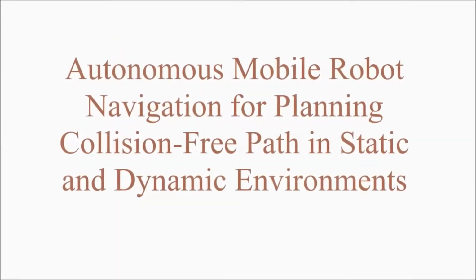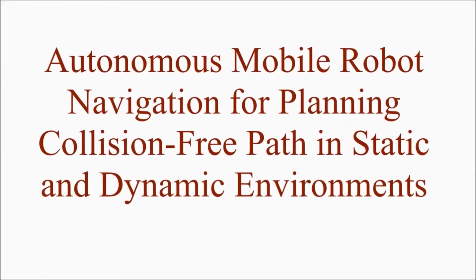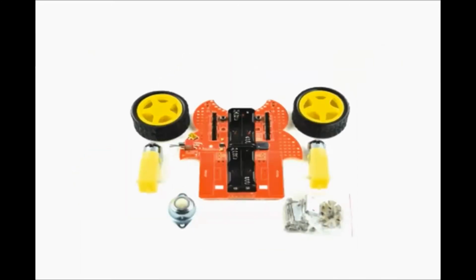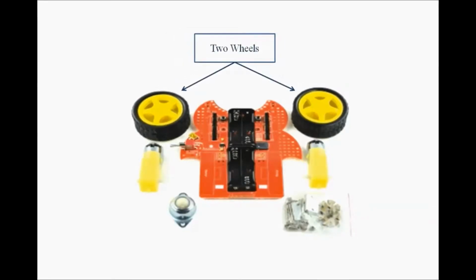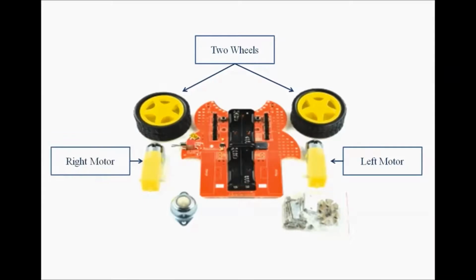Autonomous mobile robot navigation for planning collision-free path in static and dynamic environments. For the implementation we used the Fezerbot robot from GHI Electronics. Fezerbot is a wheeled robot that has the following specifications: 2 motors, left motor and right motor.